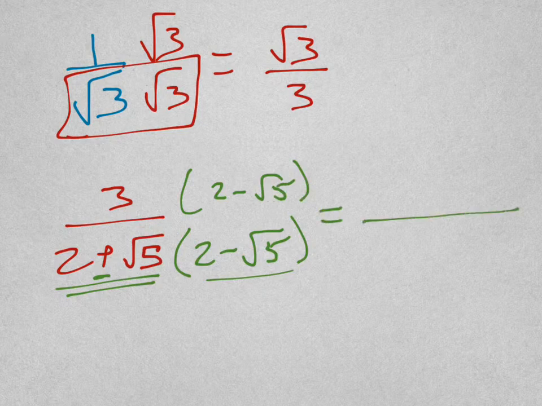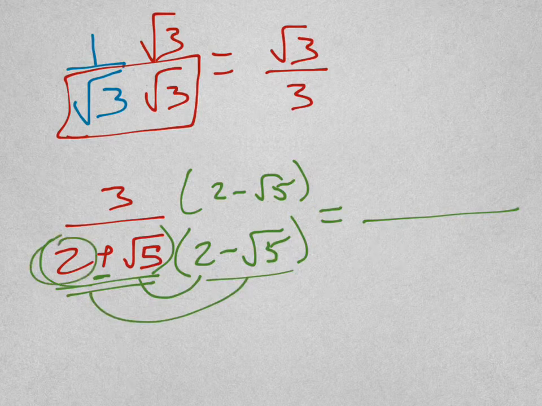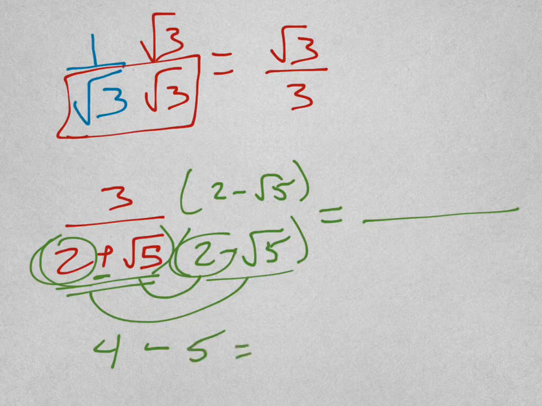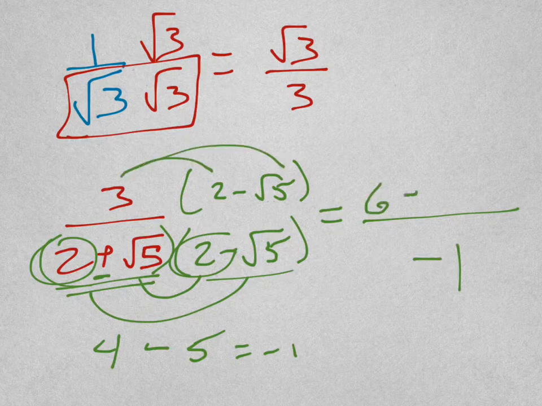And when I do that, what's going to happen, if you FOIL this out, the inside and the outside are going to cancel out. So all you're going to get is 4 minus square root of 5 squared, which is 5. You're just going to get 4 minus 5, which is negative 1. So my denominator is just negative 1. And my numerator, just distribute that in, is 6 minus 3 root 5.